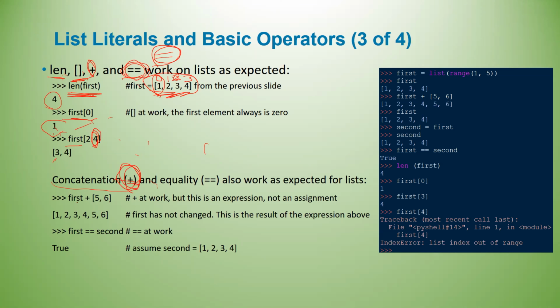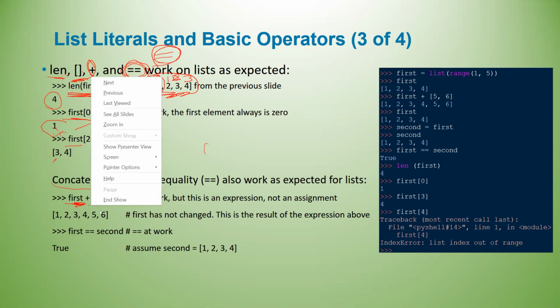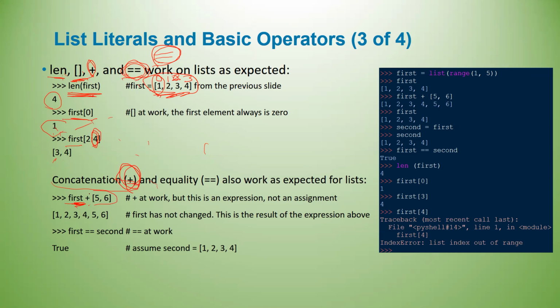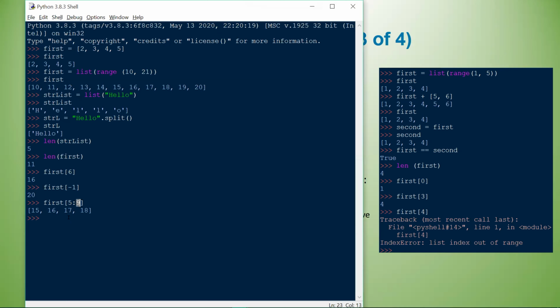So now let's see. First, that's a list plus another list. This is a list, right? So now your first becomes the original first plus this list. And the first is equal to second. This is testing if they are the same, and it gives you true. Remember, second from the previous slide has this. So that's how this works, right?